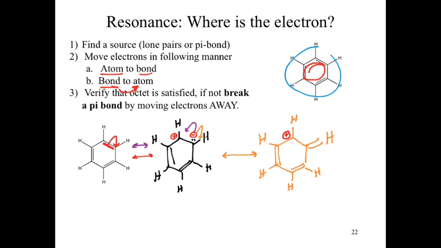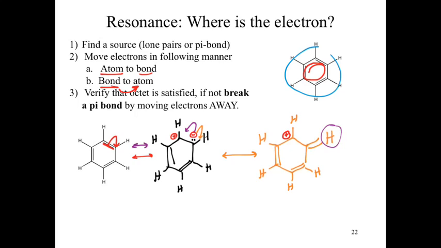Okay? So now we want to go through and verify that our octets are satisfied. Well, we're in the same situation with all our carbons. In fact, with the carbons, we're in the same situation we were before, but our hydrogen's a little bit different. This hydrogen has exceeded its octet. Okay, that means something is wrong. So we go back to our previous step.